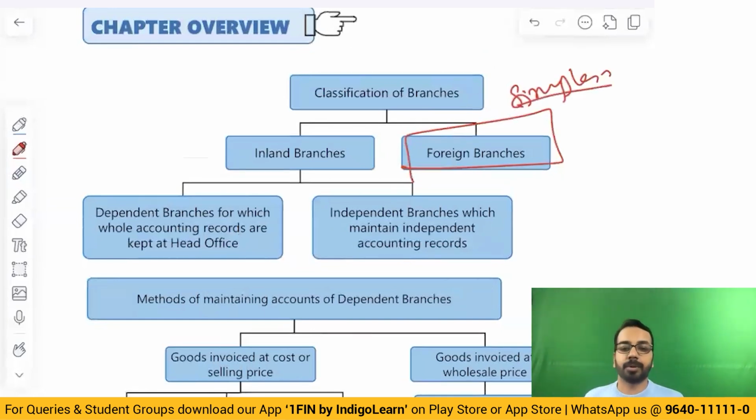Now, as far as examination questions are concerned, foreign branches is simpler. The reason I say this is simpler is because you just need to convert the balance sheet or trial balance, prepare the balance sheet or P&L. You can handle it more easily and comfortably.